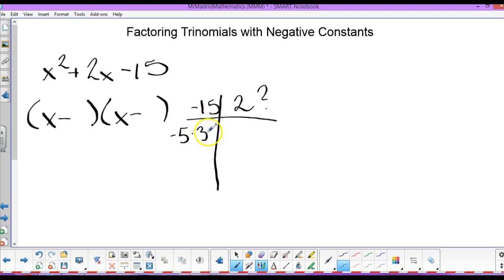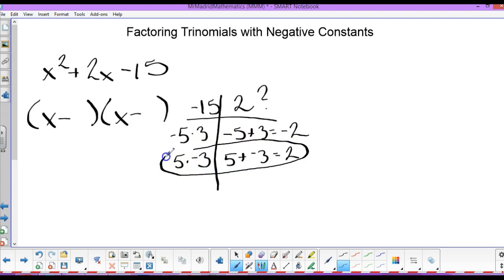Negative 5 plus 3 equals negative 2. So now I'm going to switch the signs. Now I have 5 times negative 3 is negative 15, and when I take 5 plus negative 3, I now get a 2, and I can stop right here at this stage, because I have the two factors that produce this product and this sum. So I'll squeeze in a plus 5 here and the negative 3 in there, and that is the answer.